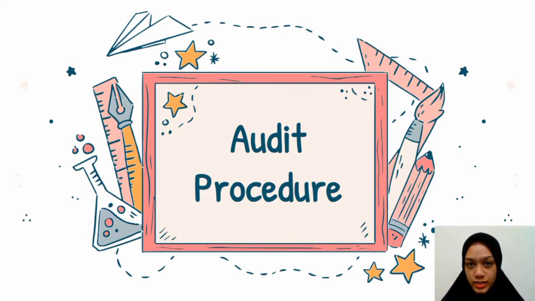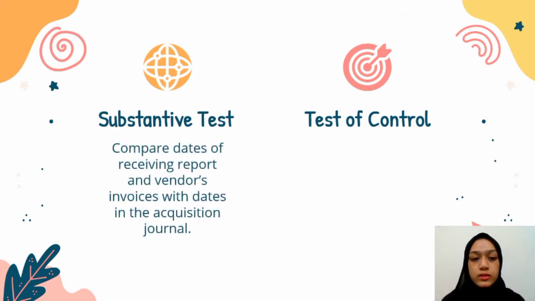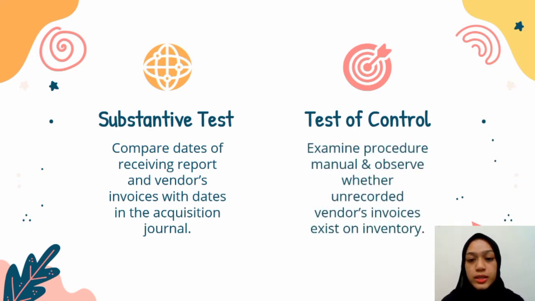Next is audit procedure. For substantive tests, the management has to compare dates of receiving report and vendors' invoices with dates in the acquisition journal. For test of control, they need to examine procedure manual and observe whether unrecorded vendors' invoices exist on inventory.